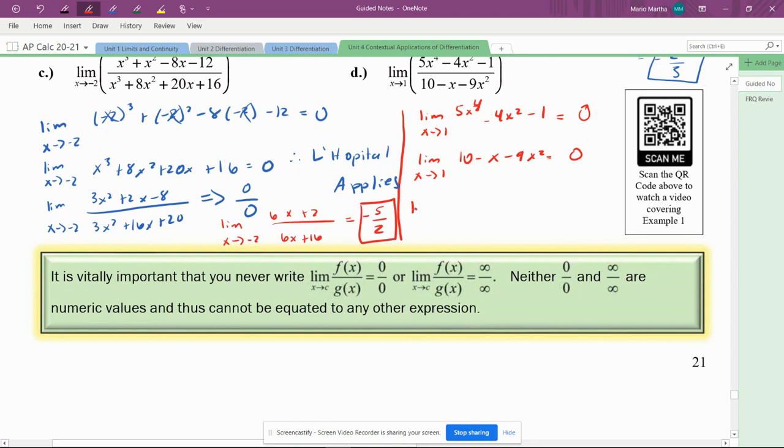So this is going to be the limit as x approaches 1 of 20x to the third power minus 8x divided by -1 minus 18x. And then we throw in the 1 again, we're going to end up with 20 minus 8, which is just positive 12 over -19. So that's our answer.